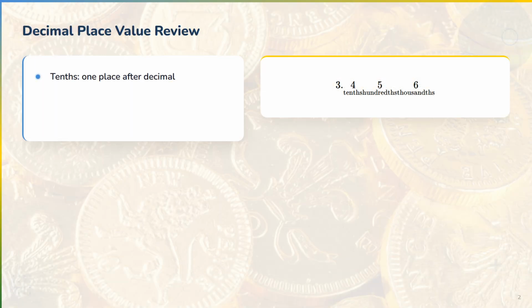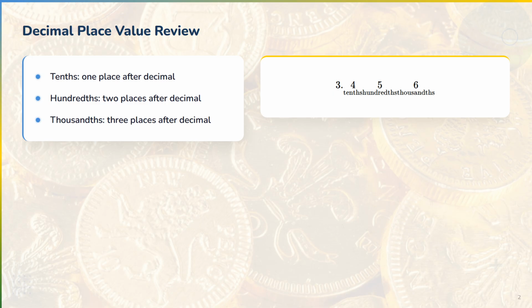Before we round, let's do a quick place value review. In any decimal number, the digits after the decimal point have special names. The first digit right after the decimal point is in the tenths place. The second digit is in the hundredths place. And the third digit is in the thousandths place. For example, in the number 3.456, the 4 is in the tenths place, the 5 is in the hundredths place, and the 6 is in the thousandths place. Knowing your place values is the key to rounding correctly.